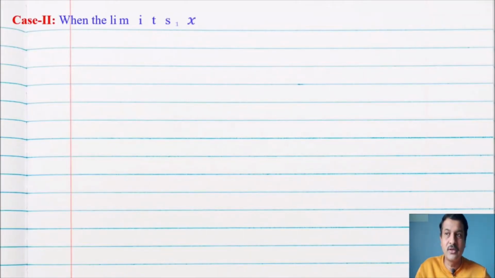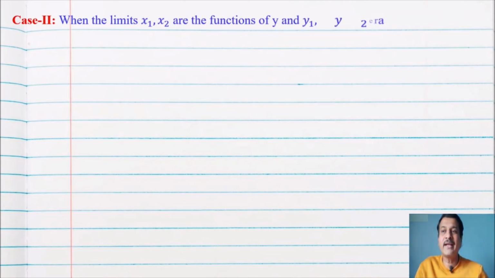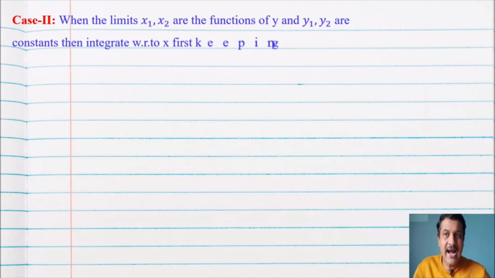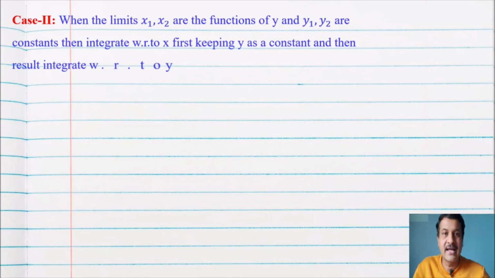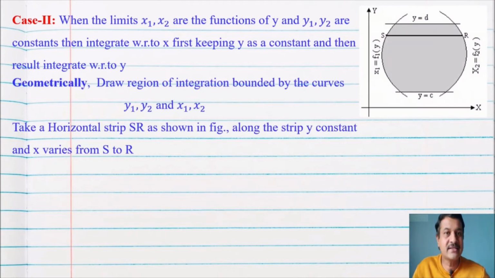Now case number 2. What is that case 2? When the limits x1, x2 are functions of y and y1, y2 are constant, then integrate with respect to x first, keeping y as a constant, and then integrate the result with respect to y. So what is the meaning of it? So geometrically I am getting such a type of figure.